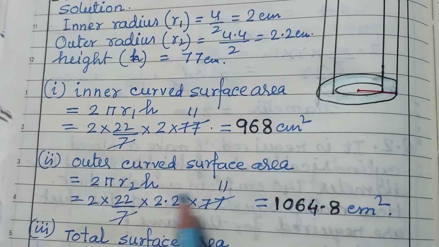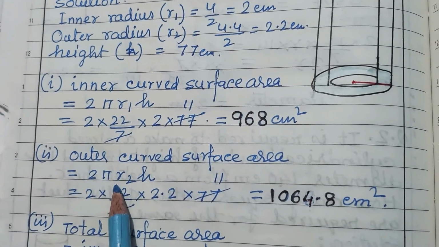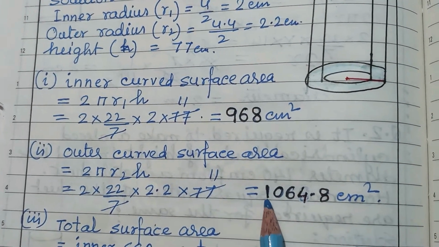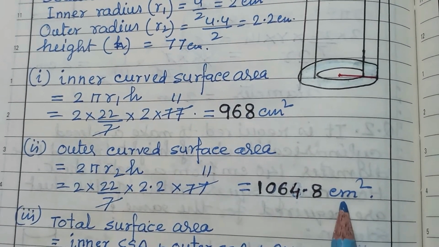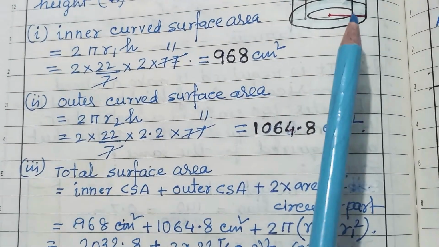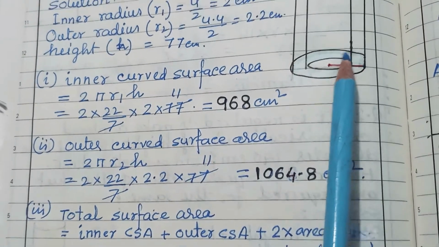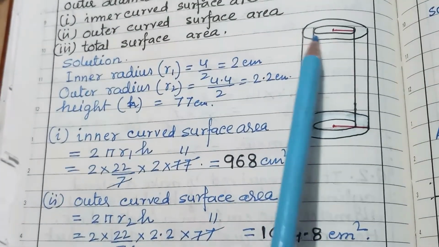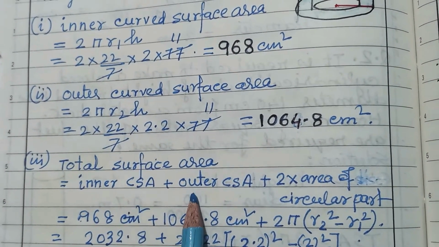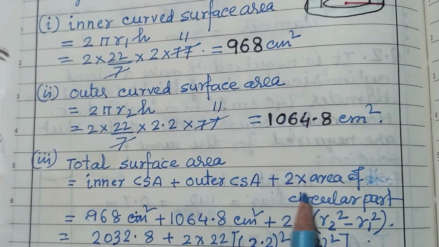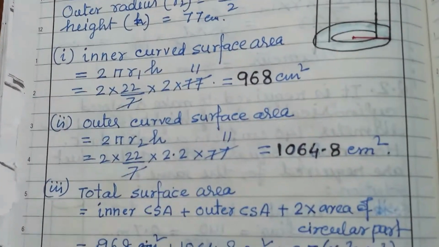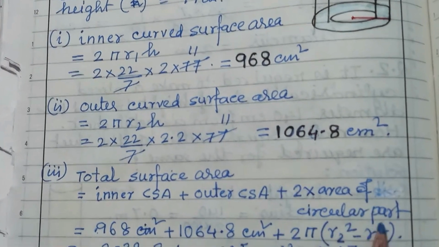Outer curved surface area is 2π r2 into h. R2 is 2.2 and h is 77. Now it is 1064.8 centimeter square. Now the total surface area is inner plus outer plus this blue color part. So okay, 2 discs, top and bottom. So it is inner CSA plus outer CSA plus 2 into area of circular part. This circular part, 2 parts, so it is 2 into area of circular part.